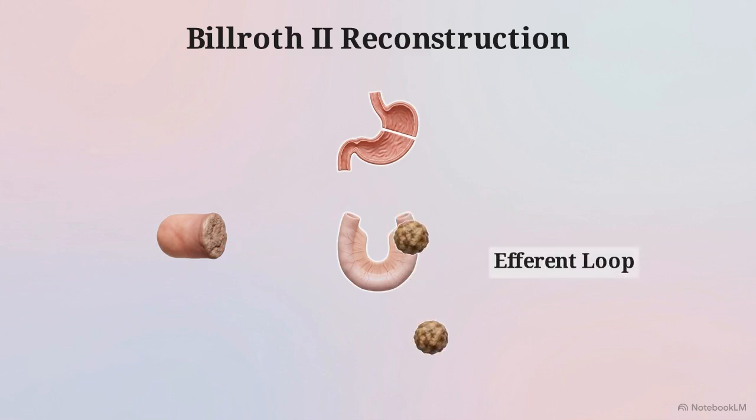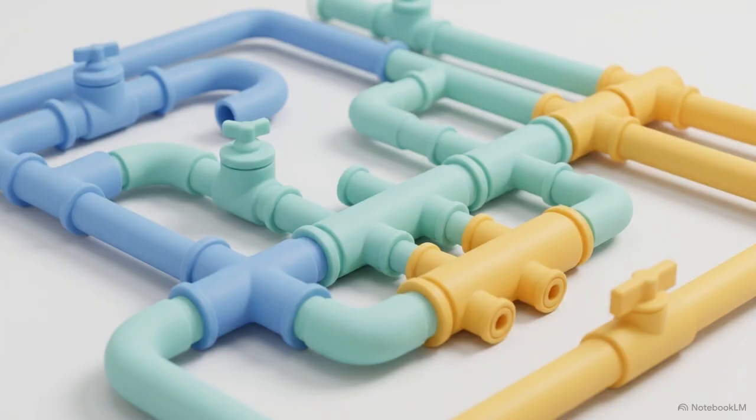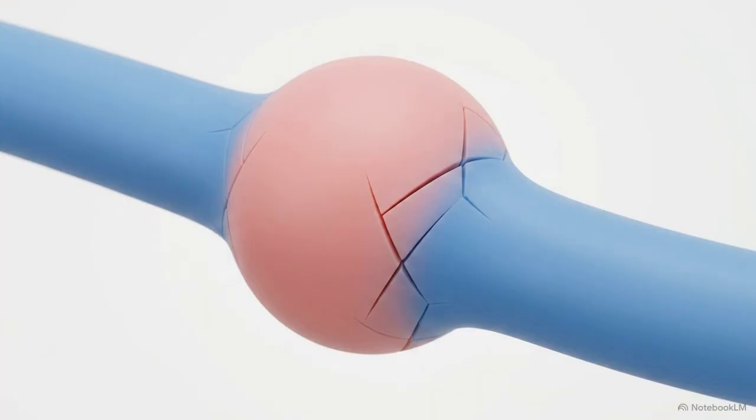The jejunum segment carrying food away from the stomach is the efferent loop. The segment carrying bile and secretions from the closed stump is the afferent loop. The Billroth II design establishes a complex multi-limb plumbing system. By separating the food and enzyme pathways, it creates a pressurized architecture with new vectors for mechanical failure.